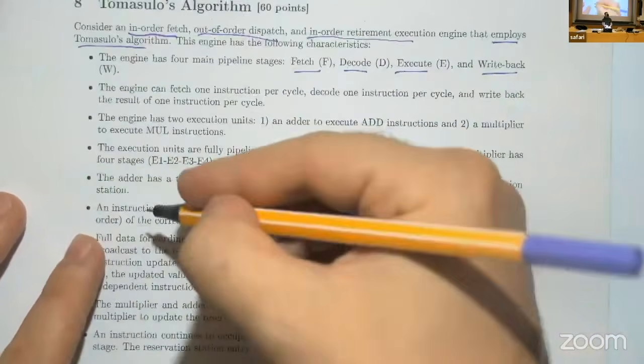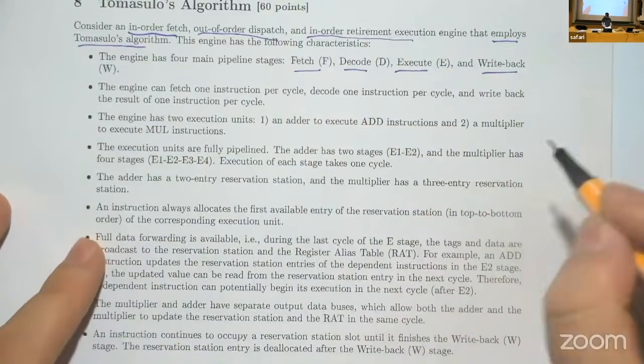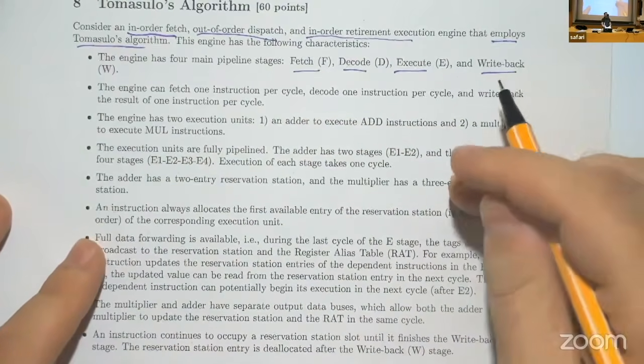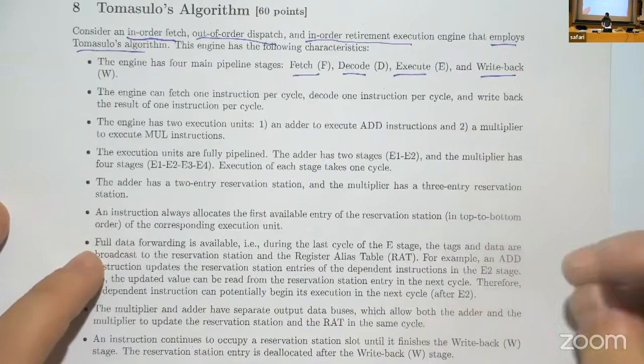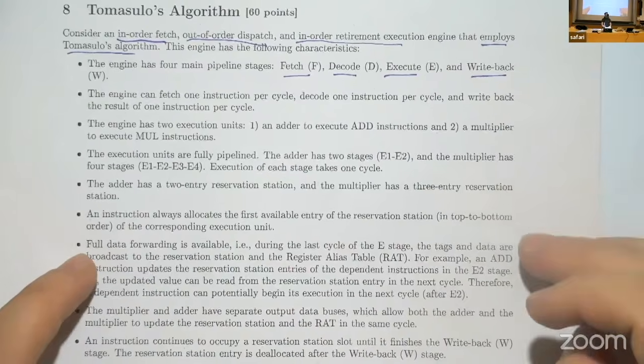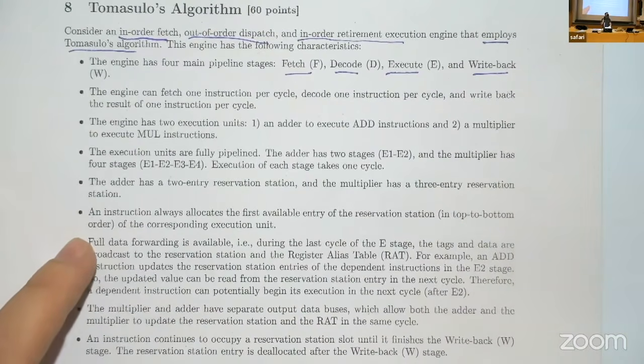The next one is important, that's why I'm saying that. It says that the adder has a 2-entry reservation station. What does that mean? We can perform 2 additions at the same time. And the multiplier has a 3-entry reservation station. We can store 3 in-flight multiplications.